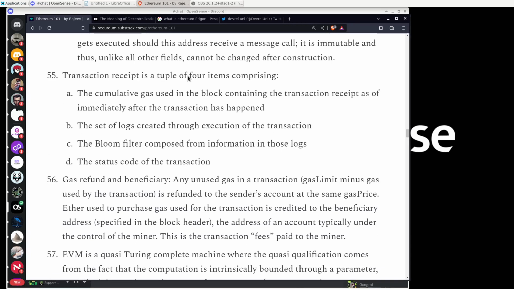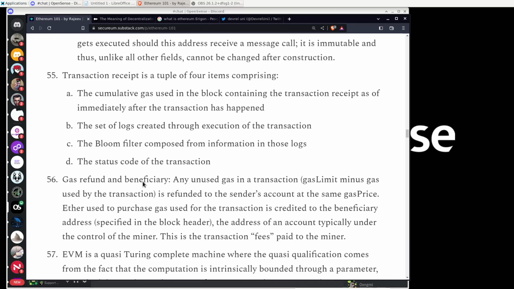Transaction receipt is a tuple of 4 items comprising the cumulative gas used in the block containing the transaction receipt as of immediately after the transaction has happened, the set of logs created through the execution of the transaction, the Bloom filter composed from the information in those logs, and the status code of the transaction, so whether it reverted or not.